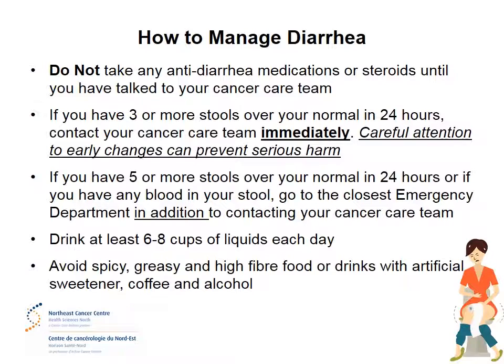Drink at least 6 to 8 cups of liquids each day. Diarrhea can cause dehydration. Drinking will not stop your diarrhea, but it will help make up for the liquids you lose. Avoid spicy, greasy, and high-fiber foods or drinks with artificial sweetener, coffee, and alcohol, as they may worsen your diarrhea.